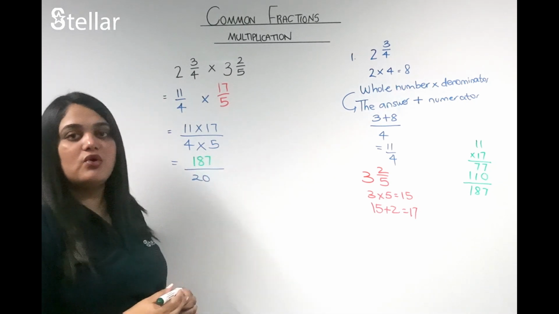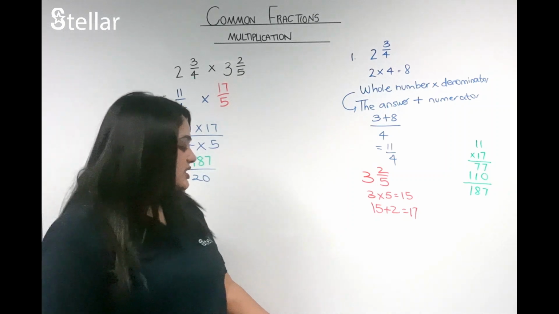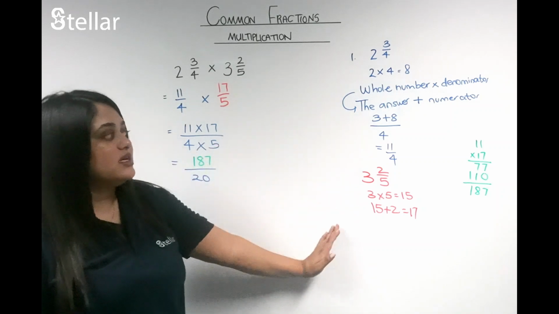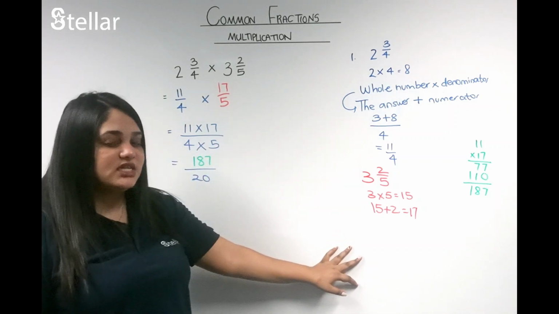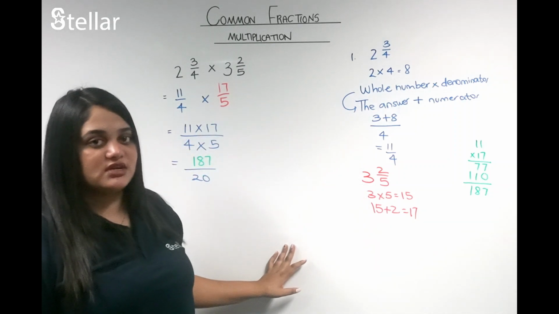So the answer here is 187 over 20. That is how we work with multiplication. First step, you get the equivalent fraction, and then you work with your multiplication.